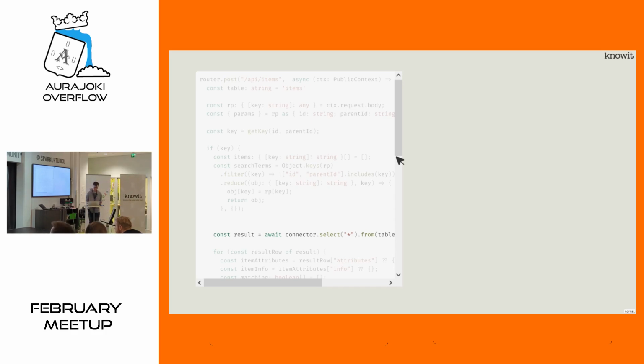We are fetching some data from the database, and what is happening here? We are trying to build some search terms, I guess, with these couple of filters and reducers. Then there is a for loop going on a bit further down, as you can see. A good old for loop.